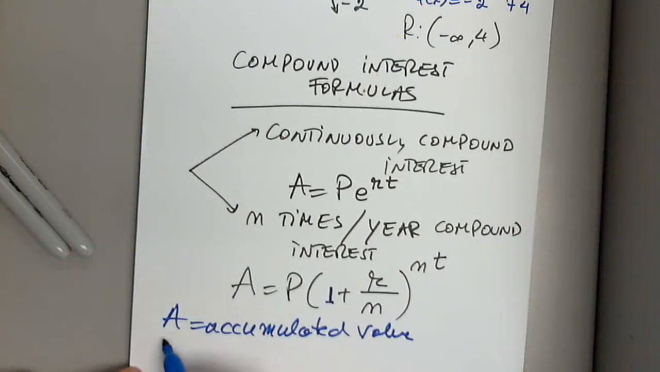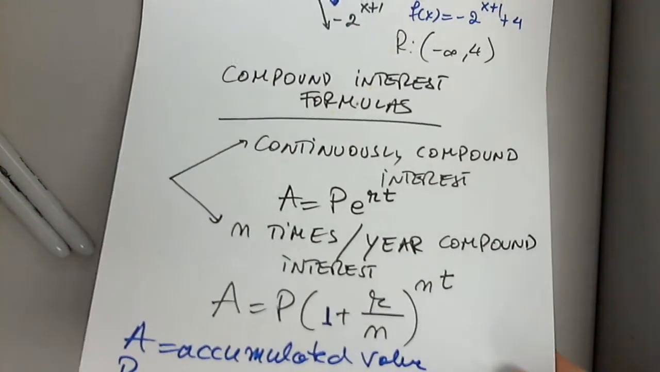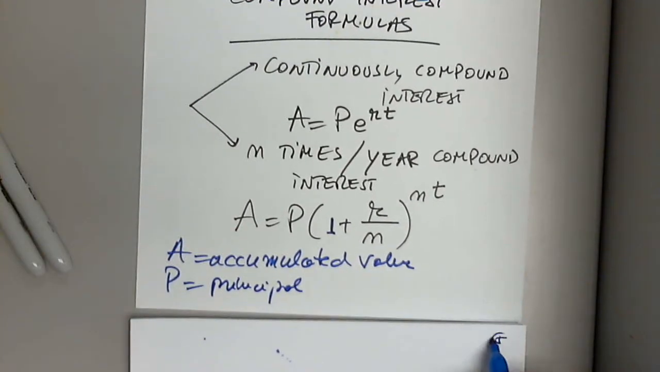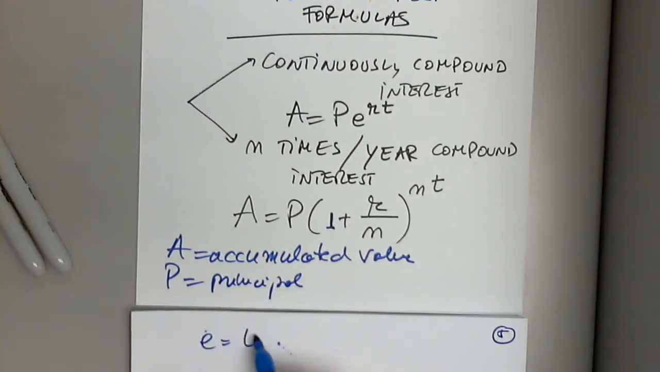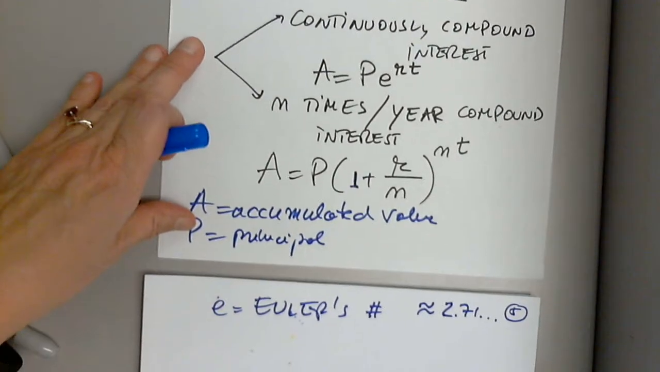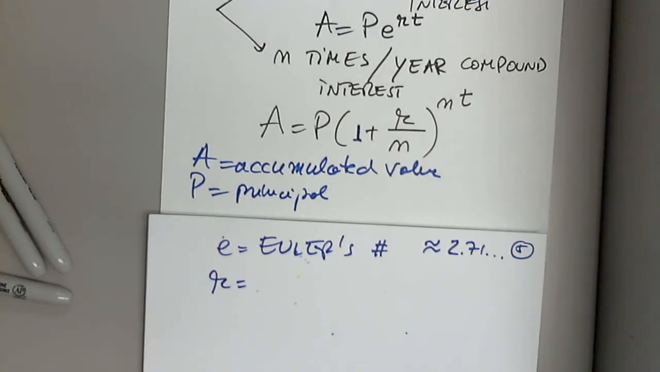P is the principal. Whatever we take, whatever we borrow, or whatever we deposit, the principal. E is a number. It's Euler's number. It's approximately 2.71 and so on and so forth. It's an irrational number. I will show it to you in a minute in the graphing calculator. R, the lowercase r, is the annual interest rate.